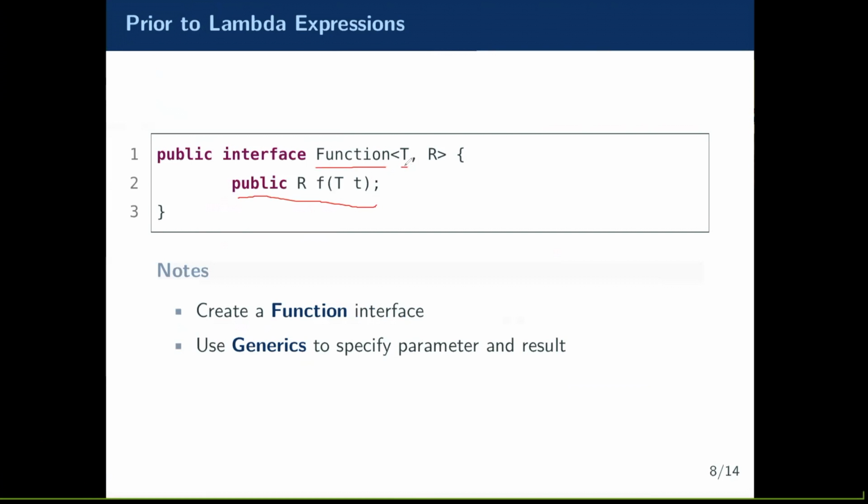The generic part here says the type of the parameter, we're going to specify that. We don't know what it is right now, but we'll specify it. So that's what the T placeholder is, and R is going to be the type of the result. Again, we haven't specified this. So this is how you would do this pre-Java 8: you create a function interface, and you use generics to specify the parameter and the result types.